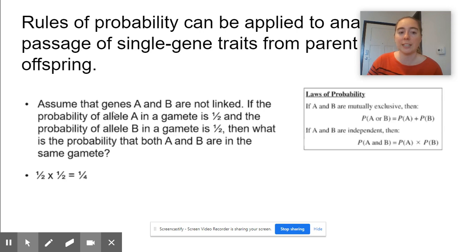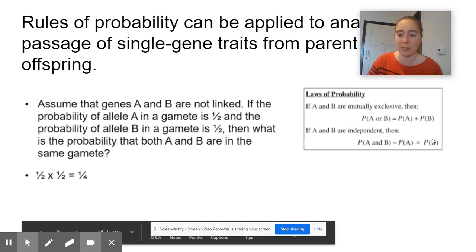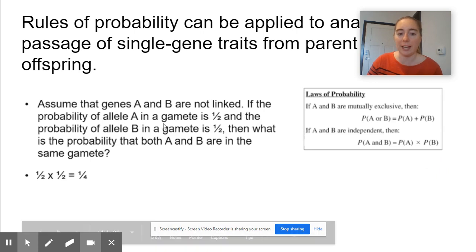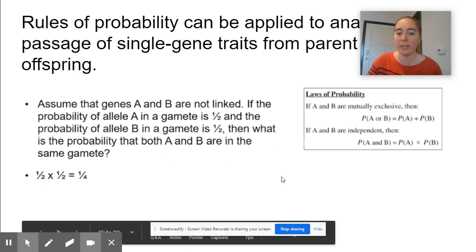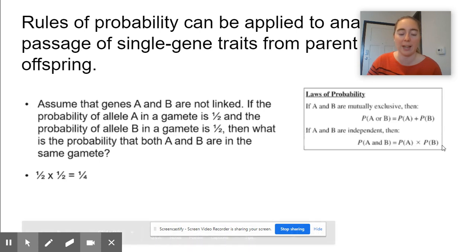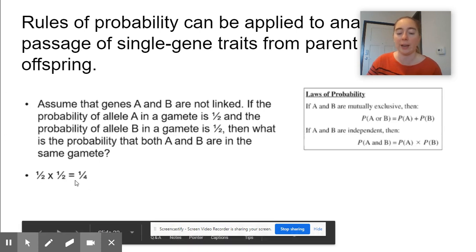So assuming that genes A and B are not linked, okay? That means that they're independent of each other. So we're going to be down to this equation here right away. If the probability of allele A in the gamete is 1/2 and the probability of B is 1/2, then what's the probability that both A and B are in the same gamete? We can just plug this in, 1/2 times 1/2, and in the end, we get 1/4 as our answer there.